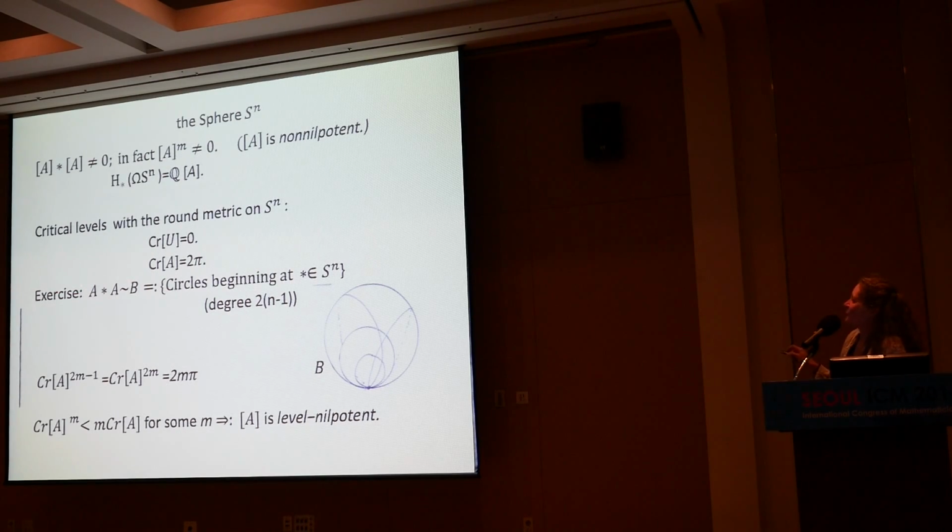It's actually not that easy, but you can show that A star A is actually homologous to the space B of all circles beginning at the base point, with all possible tangent vectors. This has degree 2 times n-1, but this is at level 2 pi. So in fact, the critical level of A star A is 2 pi, not 4 pi. And the critical level of A to the 2m-1 is the critical level of A to the 2m. They're both equal to m times 2 pi. So remember, A is non-nilpotent in the group, but we say that A is level nilpotent to mean that the level drops. So the critical level of A to the m is less than m times the critical level of A for some m.